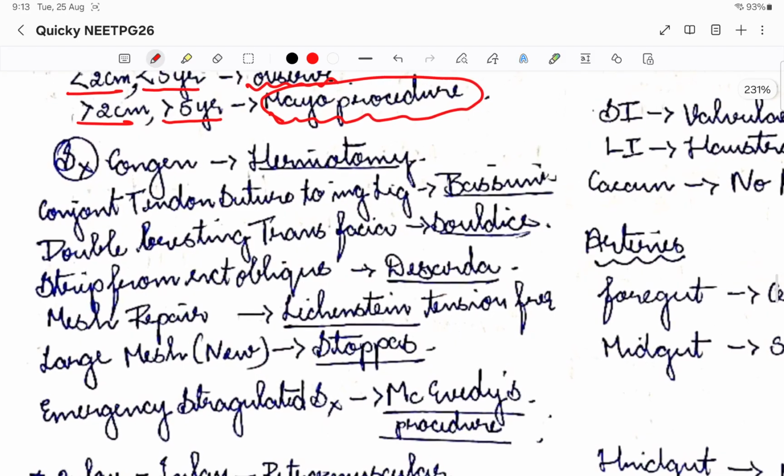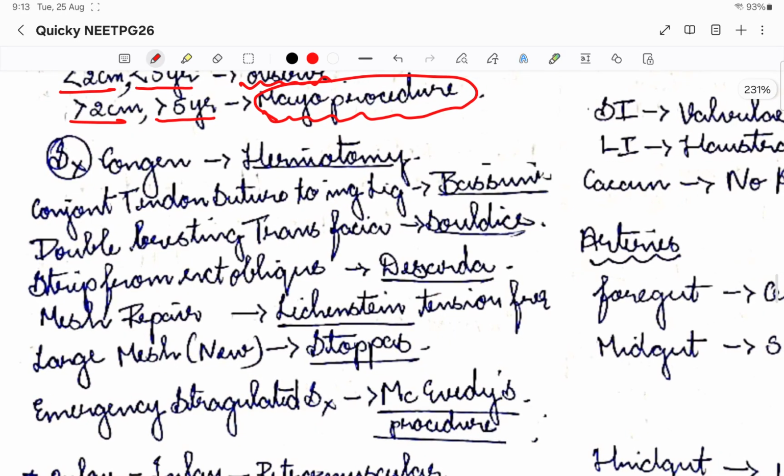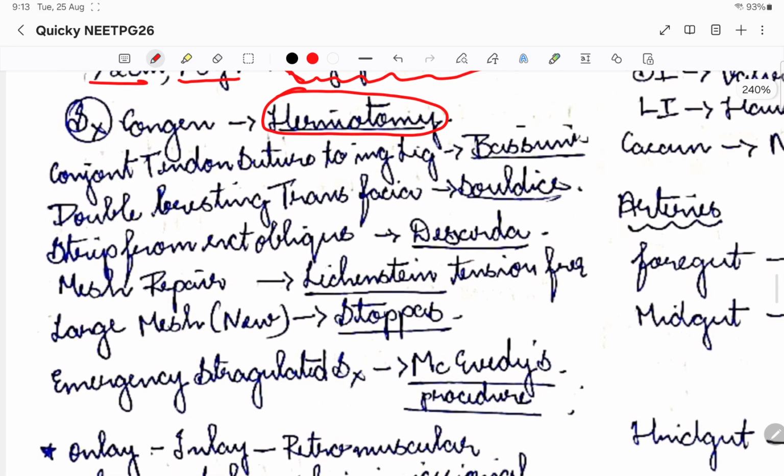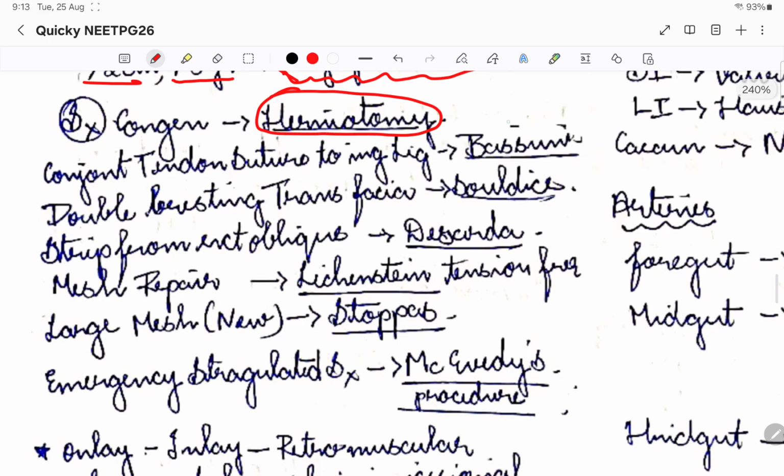Now the surgery with respect to congenital hernia is basically herniotomy. Herniotomy is what we do with respect to congenital hernia. Then there are different types of procedures that we do. The named surgeries are, so Bassini, okay. Here what we do is conjoint tendon suture to the inguinal ligament.